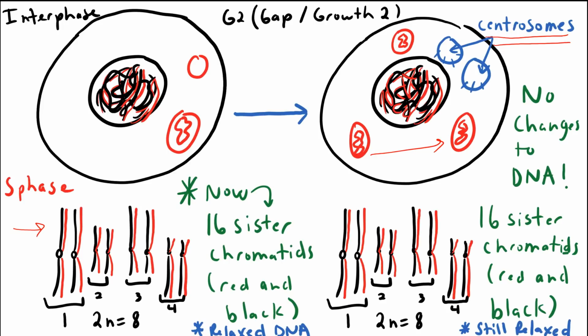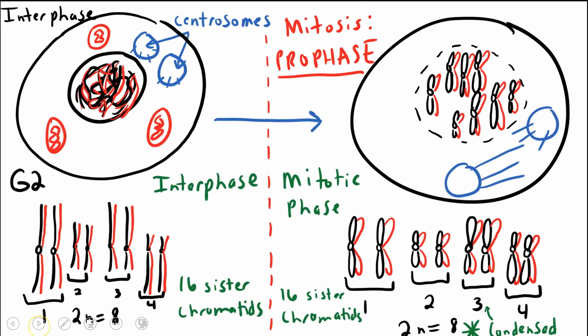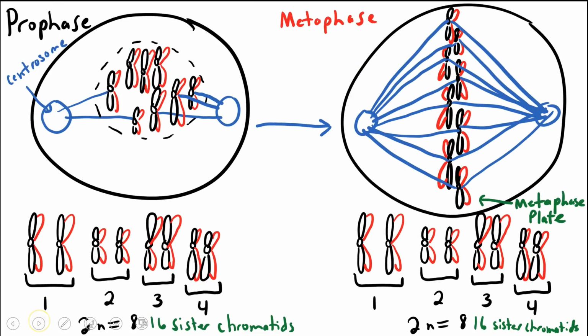Nothing much has changed from the DNA's perspective as we transition from S phase over here to G2. The genetic material is still loose. So you see that hasn't changed from these two pictures. And it's still duplicated. You can see here the sister chromatids. We've made notes right here to show you that sister chromatids are red and black, and the DNA is still relaxed, okay? That's all about to change, however, as we head over into the mitotic phase.